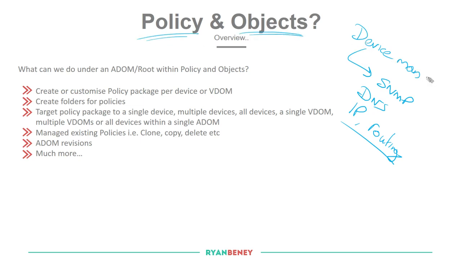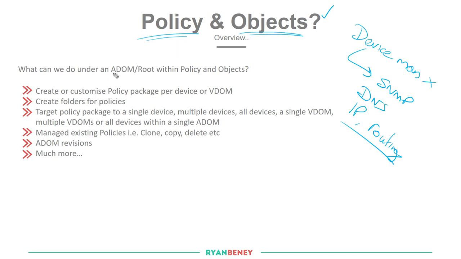Now, unlike the device manager, this is where we actually make changes to our policies. So for example, if we had a FortiGate with multiple policies and we wanted to allow or deny a particular access to a particular application, this is where we would go about doing that. So let's go through this list very briefly, and then we're going to jump into the FortiManager if we've got time and have a little play around. So what can we do?